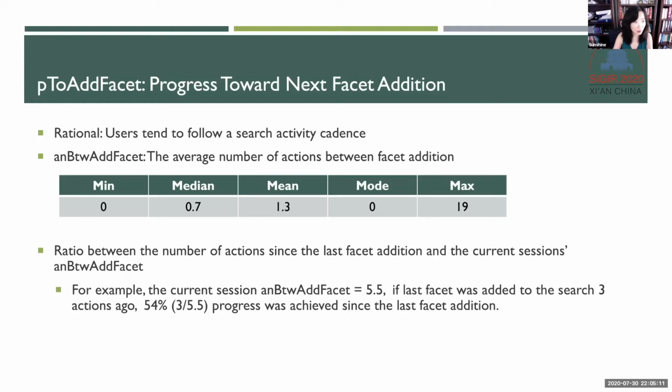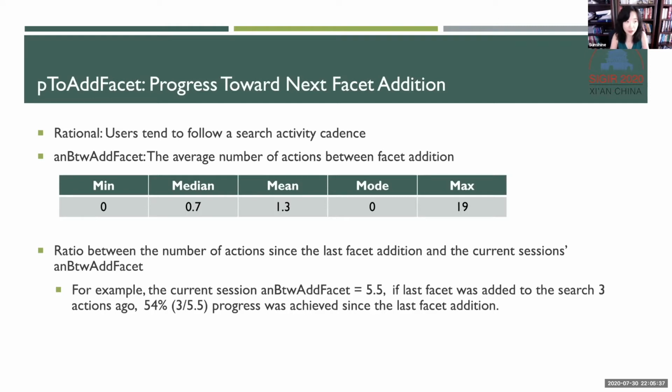So the first variable is P to add facet. This is a progress toward the next facet addition. The rationale behind this variable is that we believe users tend to follow some search pattern or some activity cadence during their search, and they tend to perform a similar number of actions before adding a facet. So that's why we propose this variable.